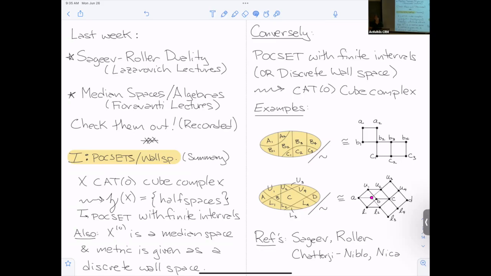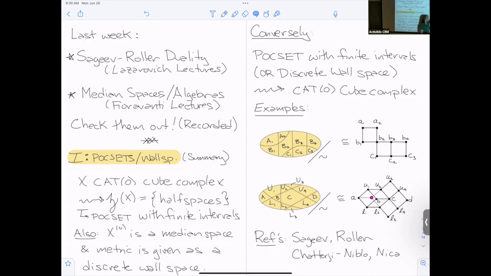So conversely, if you have a POC set with finite intervals or equivalently a discrete wall space, there's a canonical CAT(0) cube complex associated with it. And without getting too much into the detail of these definitions, let's just work through a couple of examples. So here I have taken this Venn diagram where all regions are supposed to be non-empty. And I'm going to take the equivalence relation where two points are equivalent if they belong to the same region.